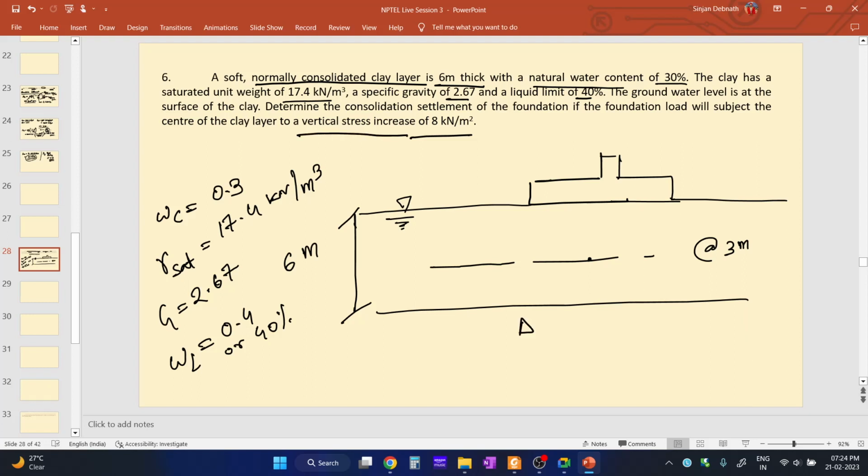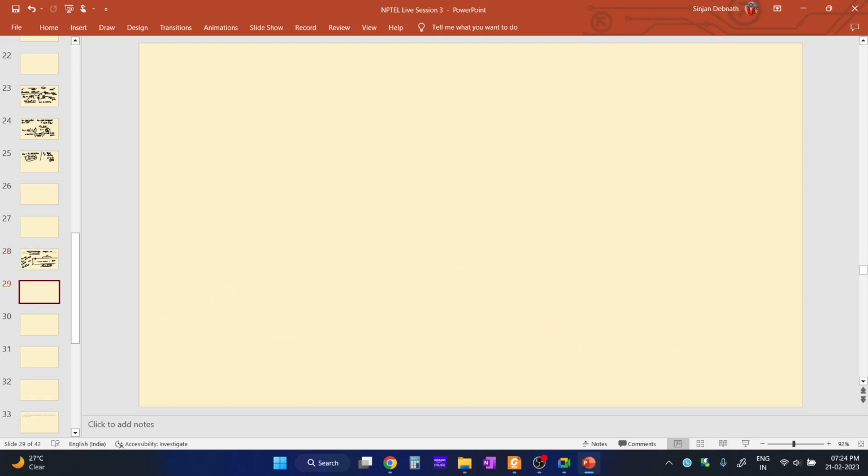That is del sigma, the vertical stress increase, 8 kilonewton per meter square. So this one is the clay layer. Here the maximum settlement will be from primary consolidation settlement. So we will find out the primary consolidation settlement. So what is the equation for that?